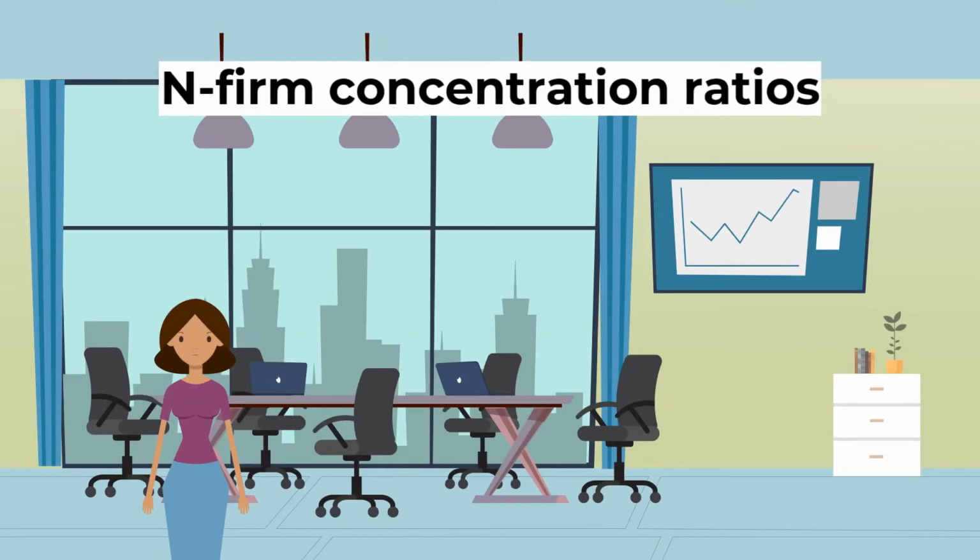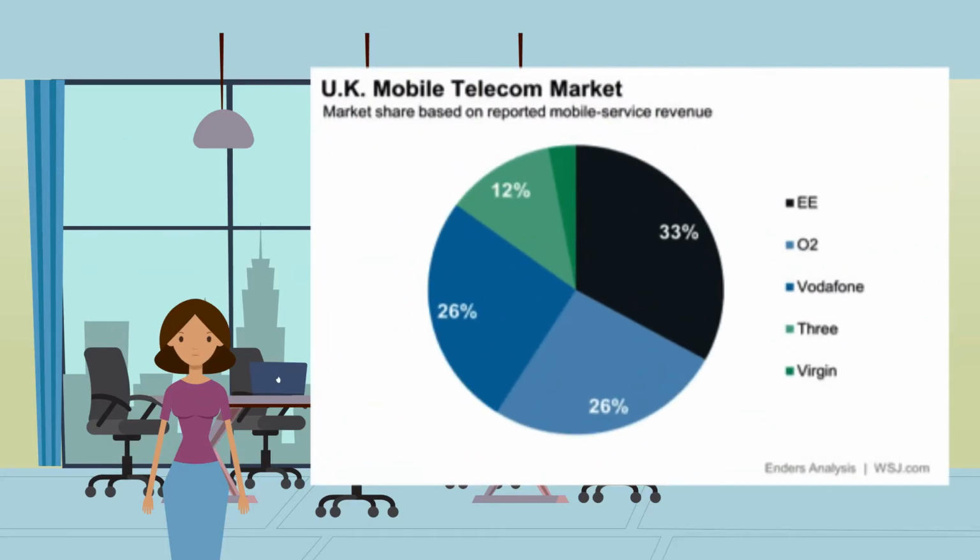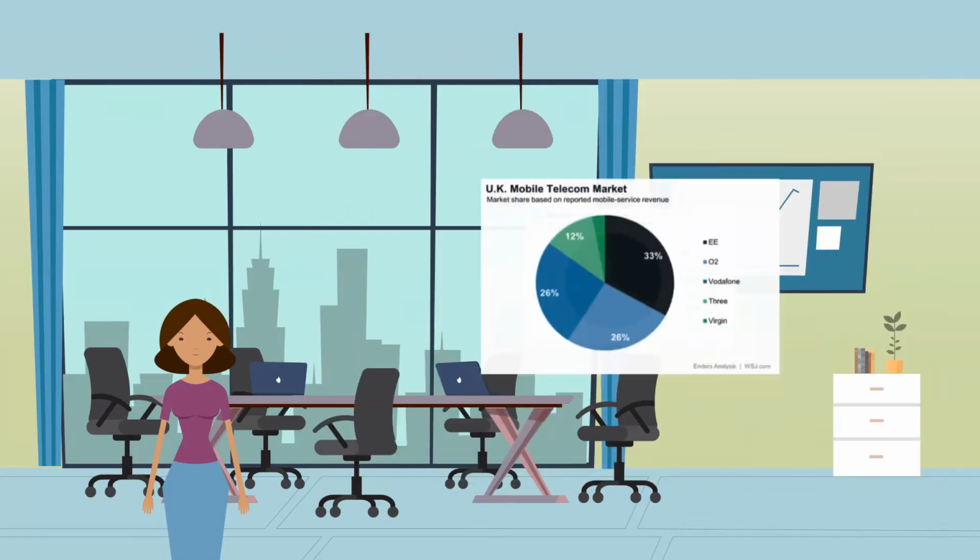That brings us to n-firm concentration ratios. The concentration of supply in the industry can be indicated by the concentration ratio, which measures the percentage of the total market that a particular number of firms have. The 3-firm concentration ratio shows the percentage of the total market held by the 3 biggest firms, whilst the 4-firm ratio shows the percentage held by the 4 biggest firms, and so on.